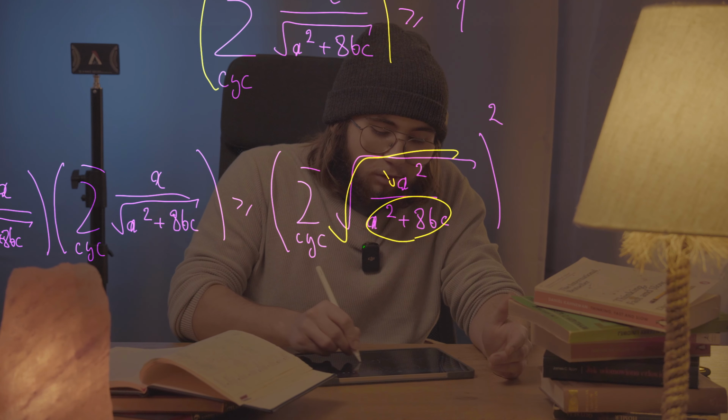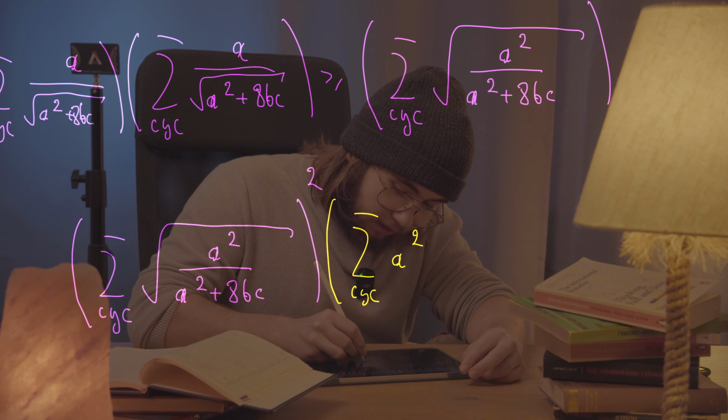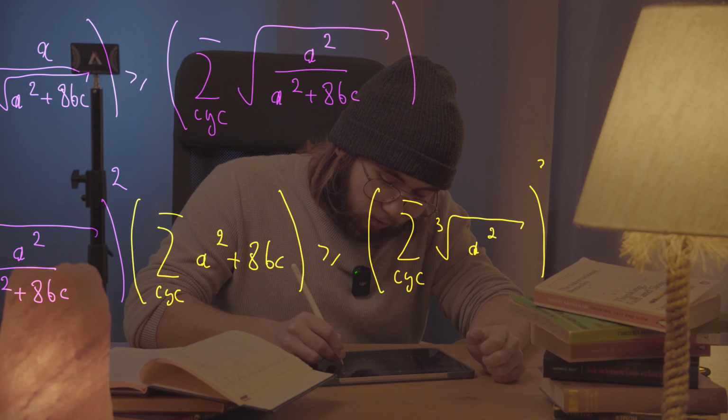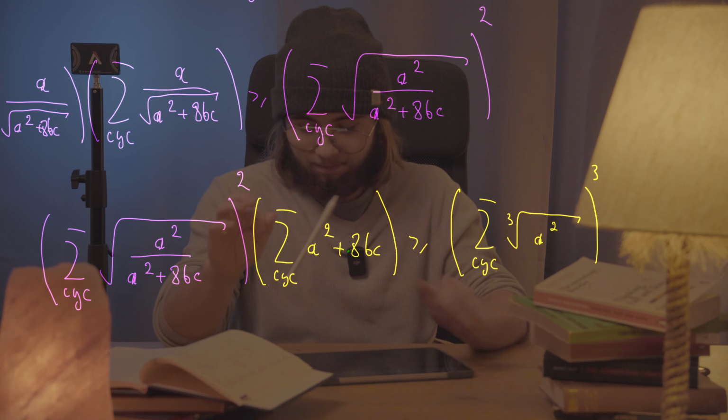Well, if we were to now take this cyclic sum we've got right there on the left hand side of this inequality, and multiply it through by a cyclic sum of just a plain old a squared plus 8bc, what we would be left with by Hölder's inequality is this cyclic sum of the cube root of a squared, all to the power of 3.